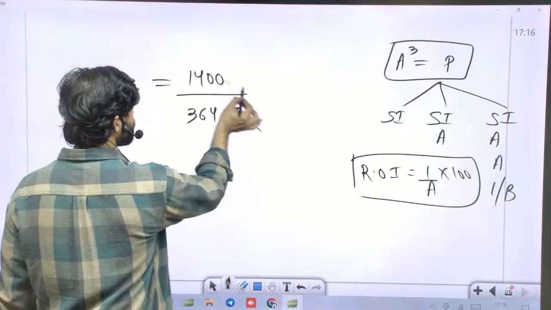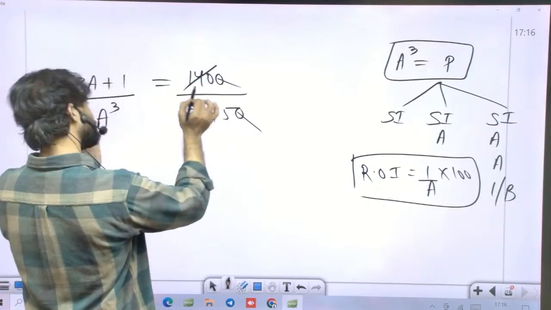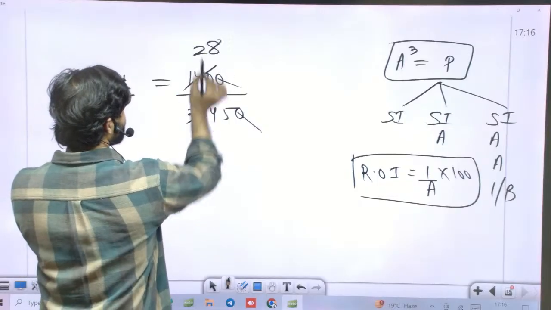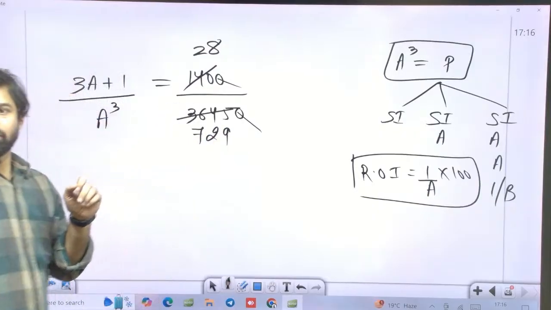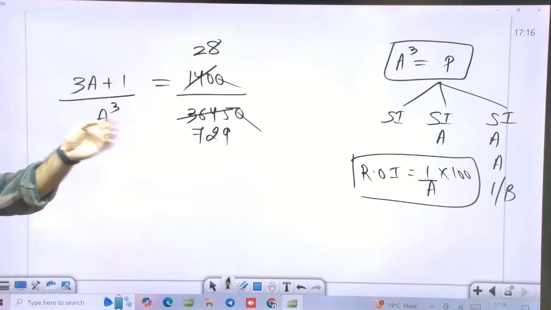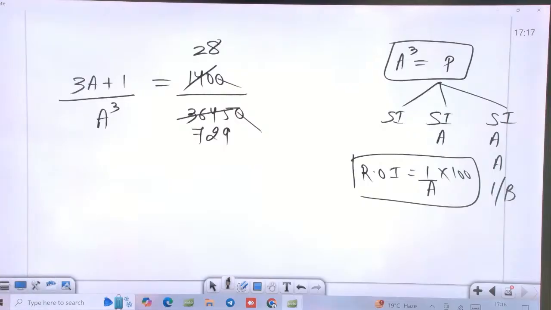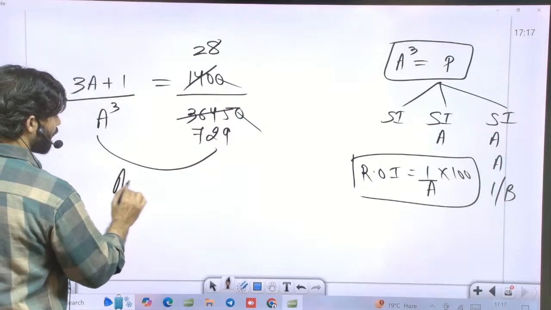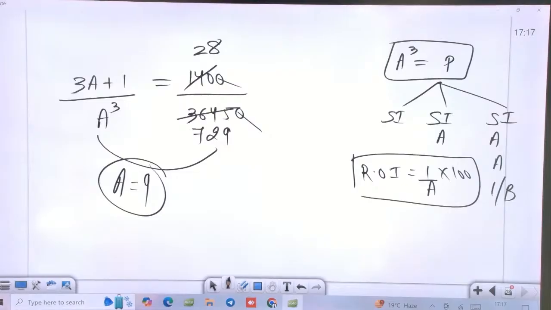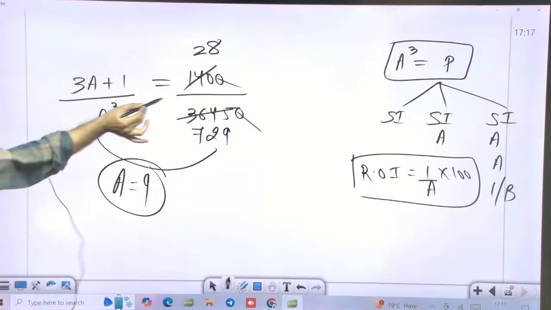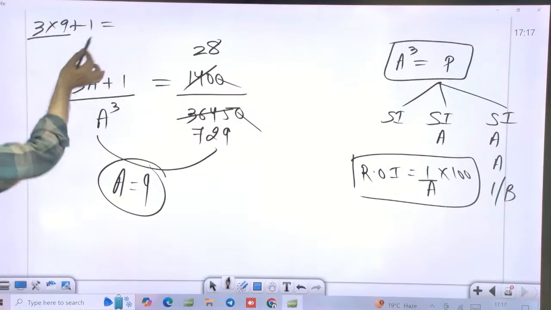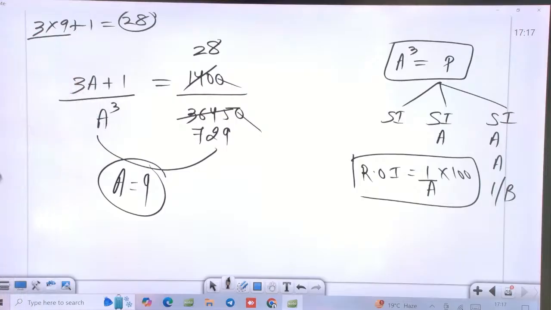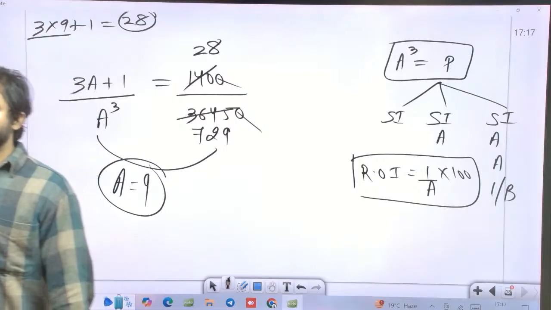So this is 0, 0. Cancel it by 5. This is 28. And this is 729. So A cube is 729, which is the perfect cube of 9. So we can say the value of A is 9. It's better to put it here and look whether it is satisfying. 9 into 3 is 27, plus 1 is 28. So it is fully satisfying.